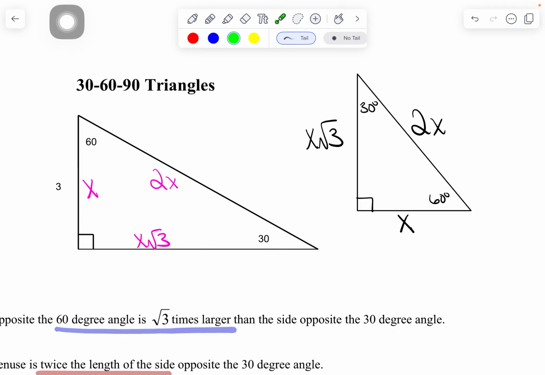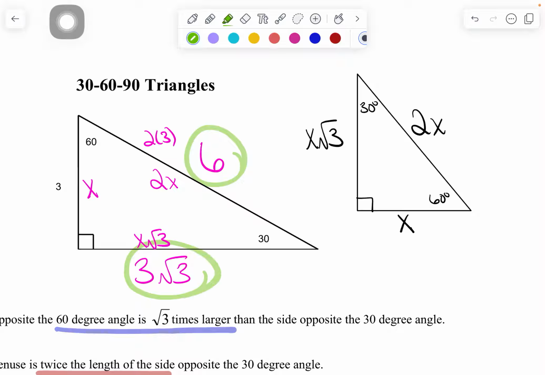So I know this is x. I know what x is. That was the one that's given to me, 3. So each of these places where I have an x, it just means 3. So 2x means 2 times 3. Well, that's going to be 6. And then here where I have an x, again, I'm going to replace it with a 3. So that's going to be 3 root 3. That I can't multiply, unfortunately. Or fortunately, because that means it's just done. All right. So the hypotenuse is 6, and the side opposite the 60 is 3 root 3.